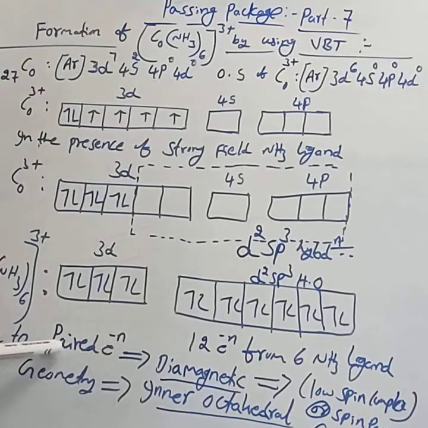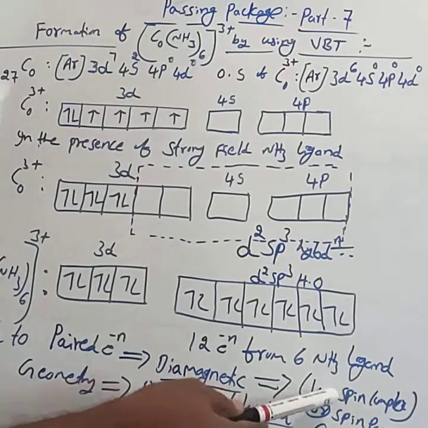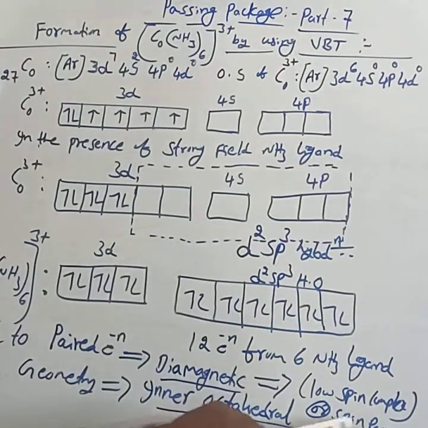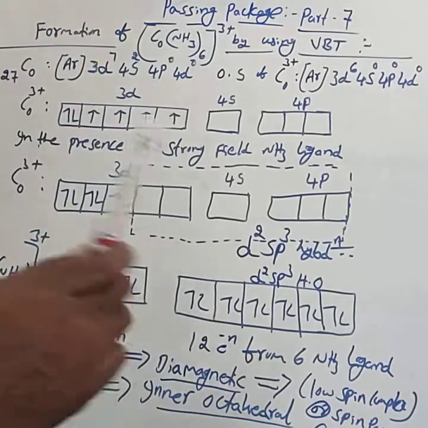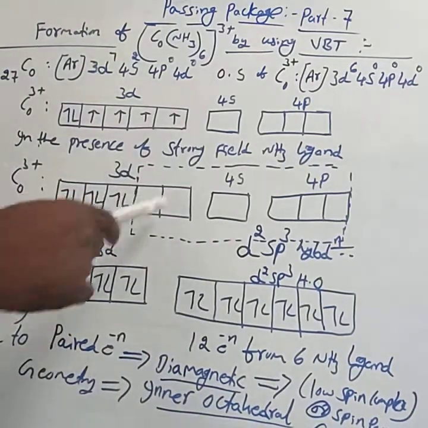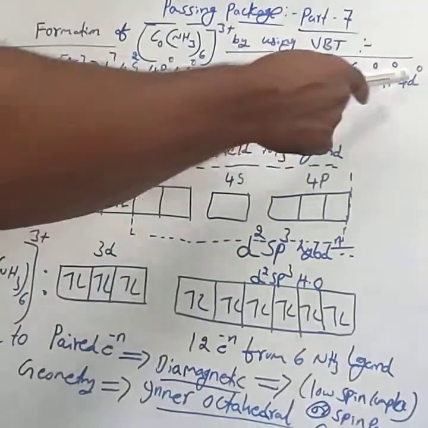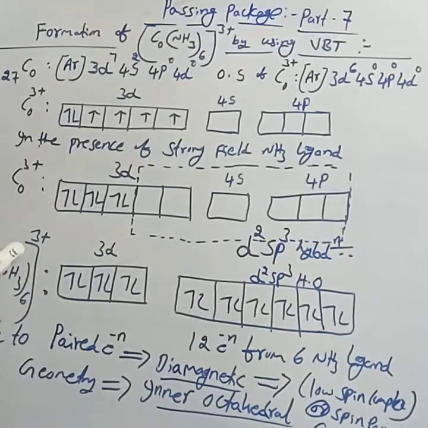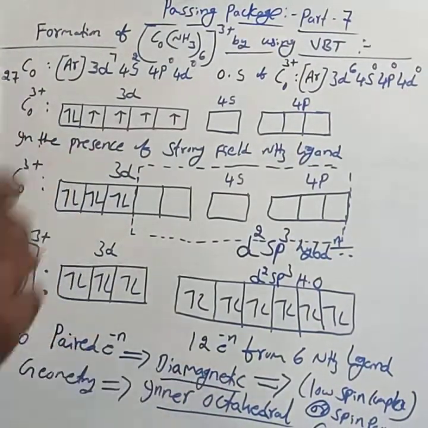Due to the presence of paired electrons, it is a diamagnetic or low spin complex, or it is called a spin paired complex. Geometry of the complex is inner octahedral because inner d orbital is involved. This is the inner d orbital. 3d is the inner; if it involves 4d, then it is an outer. Inner d orbital is involved, hence it is an inner octahedral.